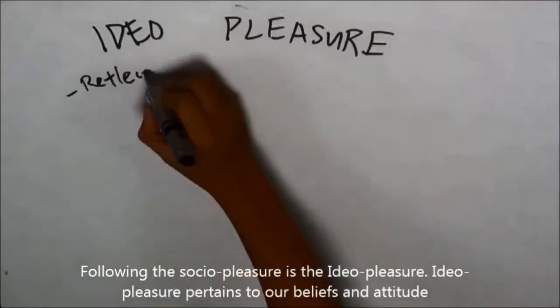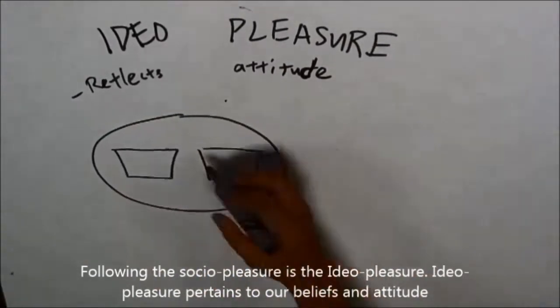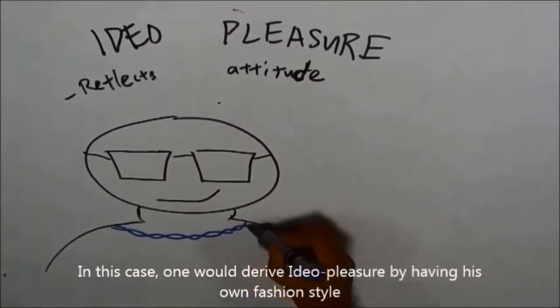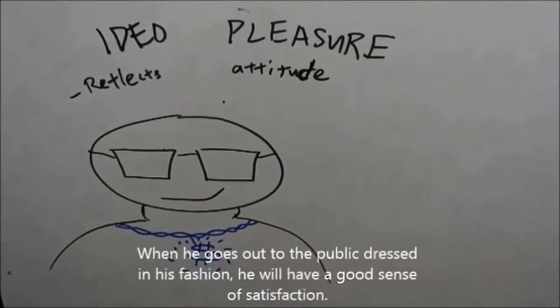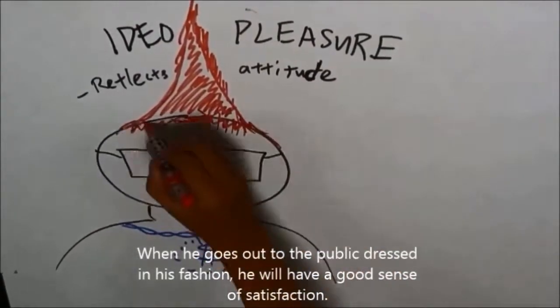Following social pleasure is the ideal pleasure. Ideal pleasure pertains to our beliefs and attitude. In this case, one would derive ideal pleasure by having his own fashion style. When he goes out to the public dressed in this fashion, he will have a good sense of satisfaction.